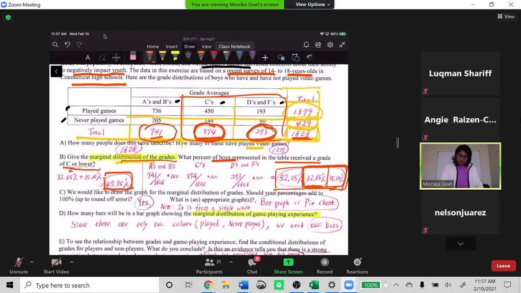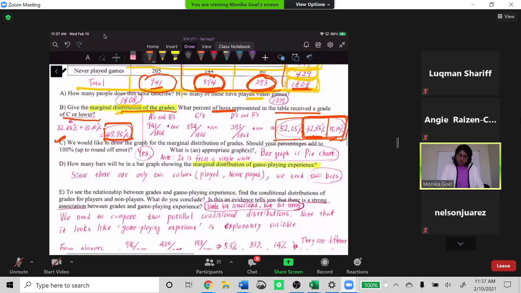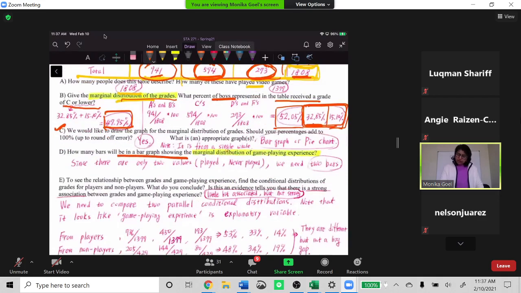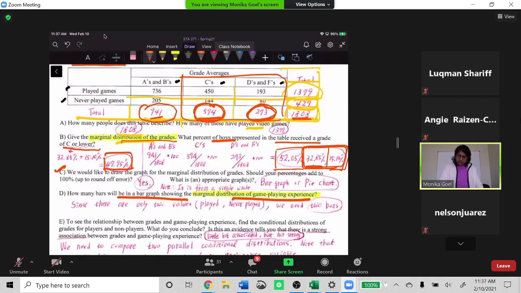So this question is from your previous chapter 1. How many bars will be in the bar graph showing the marginal distribution of game playing experience? When we are saying game playing experience, we are talking about this category, right? Game playing, played or never played. So when we are talking about how many bars, we get 1 bar for this and 1 bar for this.